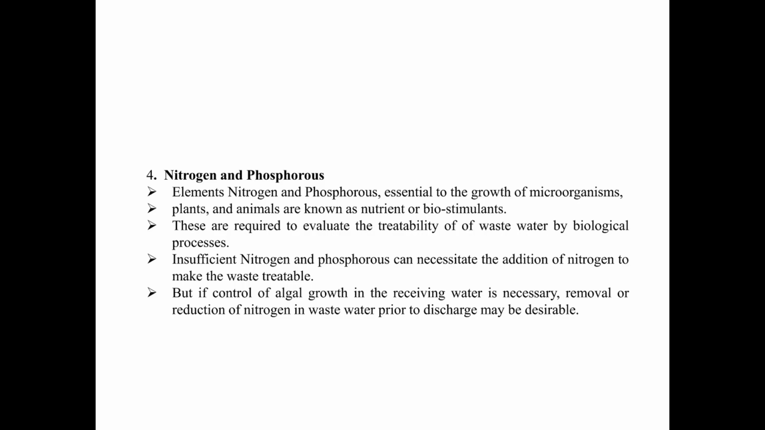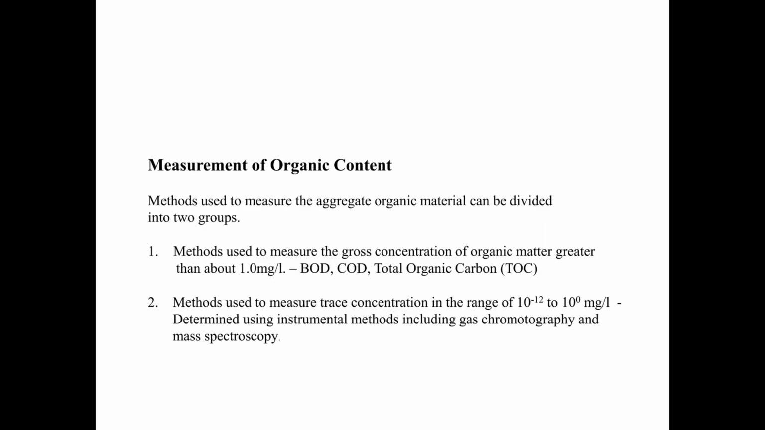Insufficient nitrogen can necessitate the addition of nitrogen. Only if the required amount of nitrogen is present can you make the wastewater treatable. But if control of algal growth in receiving water is necessary, removal or reduction of nitrogen has to be done prior. Next we have metallic constituents like cadmium, chromium, copper, iron, lead, manganese, mercury and others that the wastewater may contain. Next is the measurement of organic content.